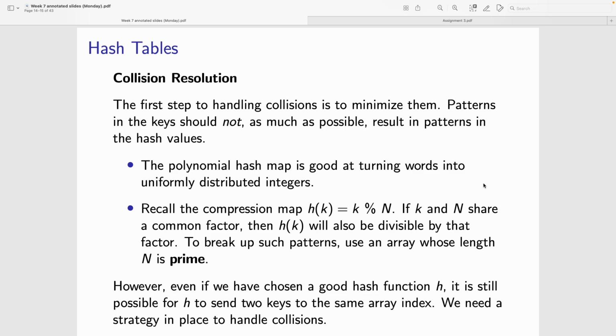So to get around that, you want to choose an n such that there are as few common factors with any given k as possible. And you know what numbers have the fewest common factors with anything? Prime numbers. So because of that little mathematical quirk with modulo, hash tables almost always have a length that is a prime number.